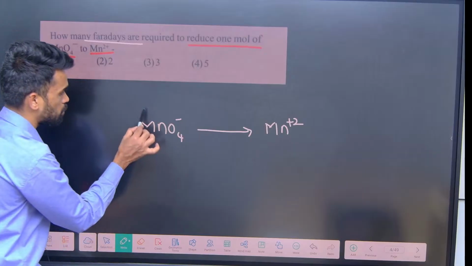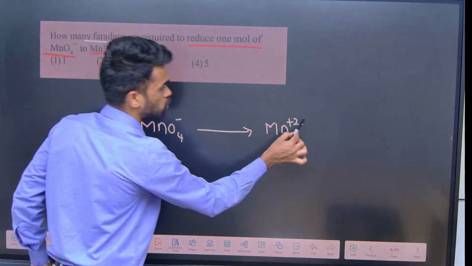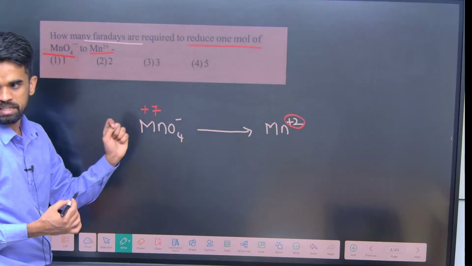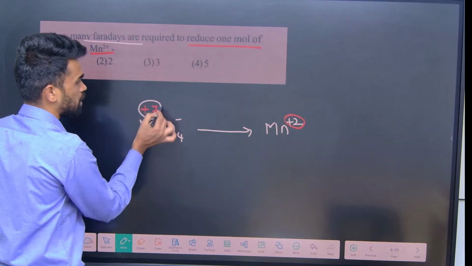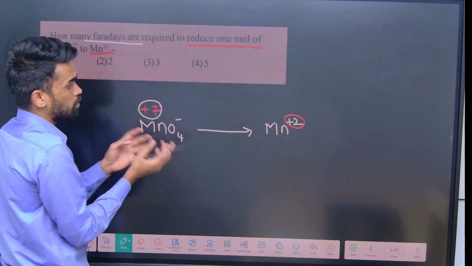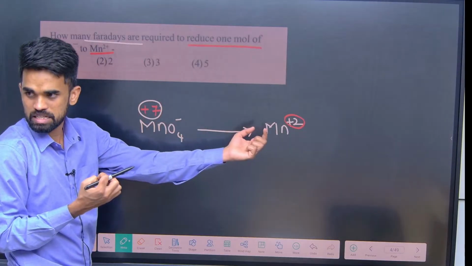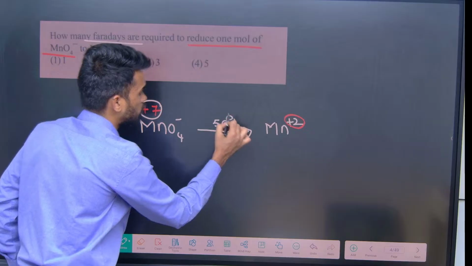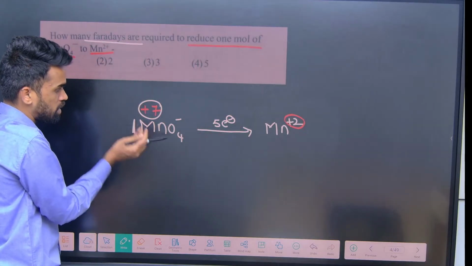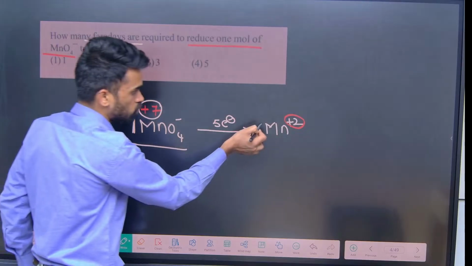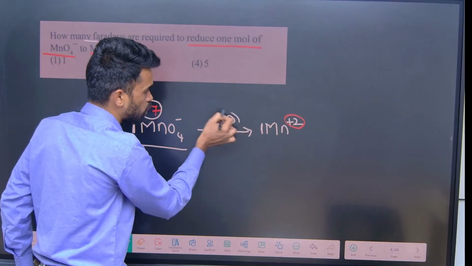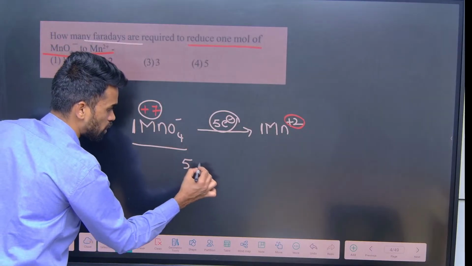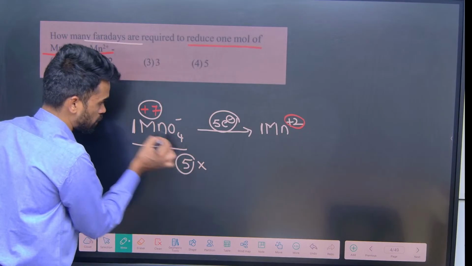See what is happening here: plus 7 oxidation state is converting into plus 2. So how many electrons are involved? Is the oxidation number reduced or increased? It is reduced, from 7 to 2. So by gaining 5 electrons, this transformation is observed. How many moles of electrons are involved here? 5. For conversion of 1 mole of this permanganate ion to 1 mole of Mn plus 2 ion, it requires 5 moles of electrons.